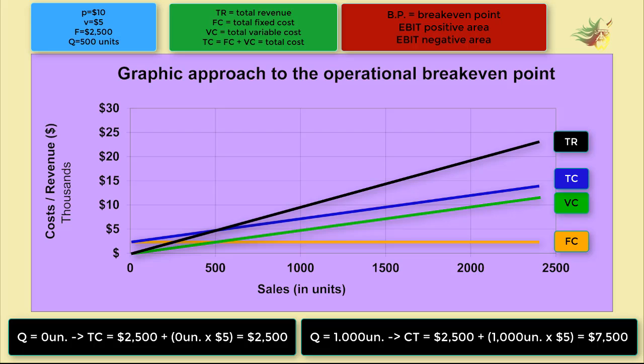Observe then a curious thing. The total revenue straight line intercepts the total operational cost straight line at exactly 500 units, the operational break-even point. This point, plotted on the graph, is a kind of milestone. If we sell exactly 500 units, as I previously showed you, the EBIT will be 0.